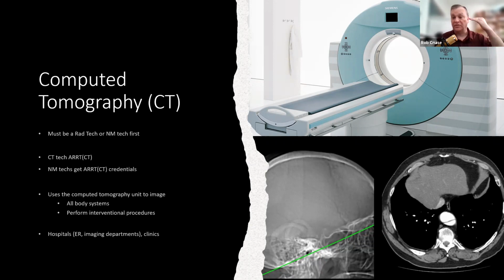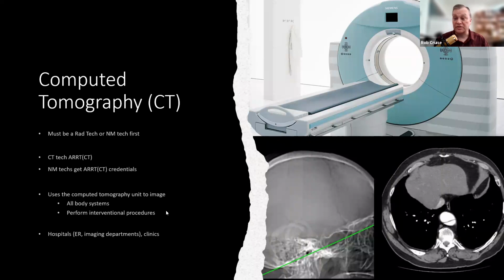We can do axial, so that's head to toe. In certain body parts, we can do coronal and sagittal. Sagittal is left to right, and coronal is from front to back. It just depends on what body part we can do.